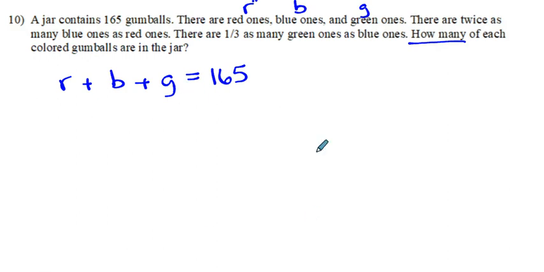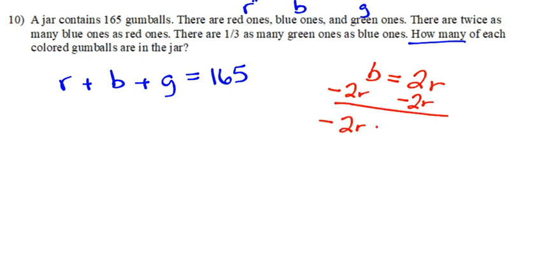Okay, next statement. There are twice as many blue ones as red ones. So the blue is equal to twice as many as the red. Blue is 2R. But that's not how I want to put that into my matrix or my system. And so I'm going to move the 2R to the other side. And that will become my second equation.